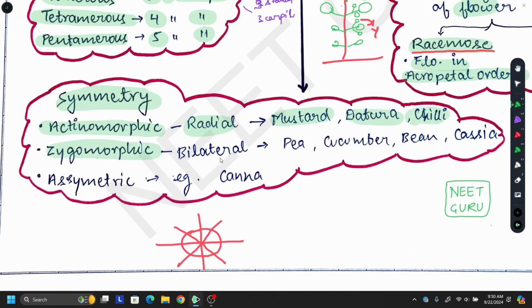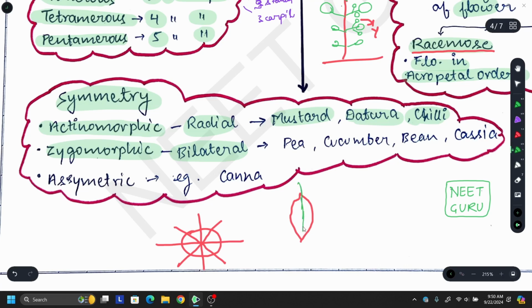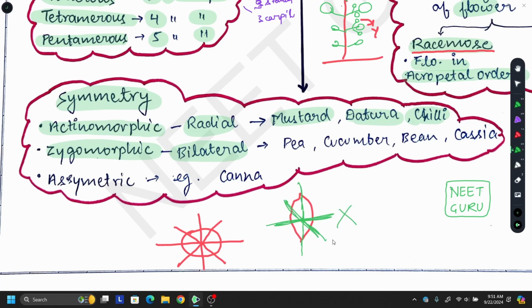In zygomorphic flowers, which have bilateral symmetry, the flower can be divided into 2 parts by only one plane. For example, we can divide this flower from this plane only, and it will result in 2 equal parts. From any other plane, the flower cannot be divided into 2 equal parts. So only one plane can divide the flower into 2 equal parts, and this is what we call bilateral symmetry. Pea, cucumber, bean, and cassia are zygomorphic flowers. Humans are also kind of bilateral symmetry.